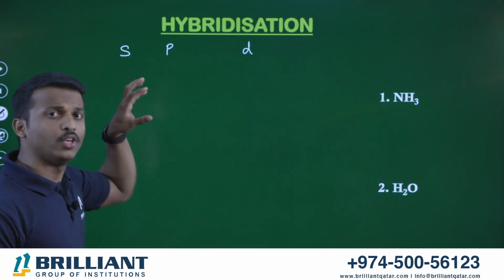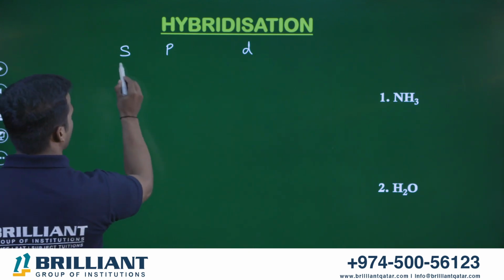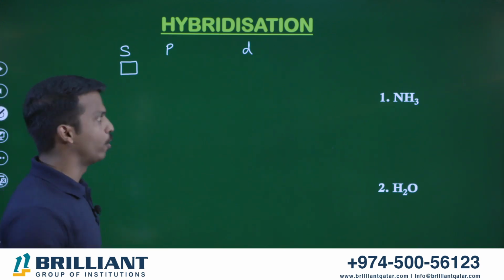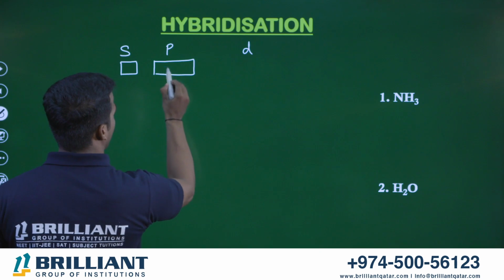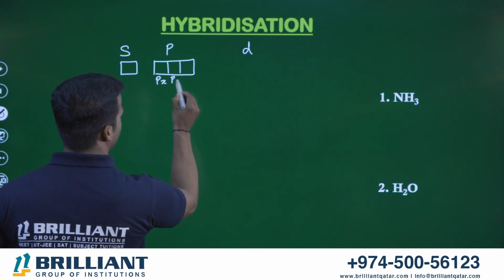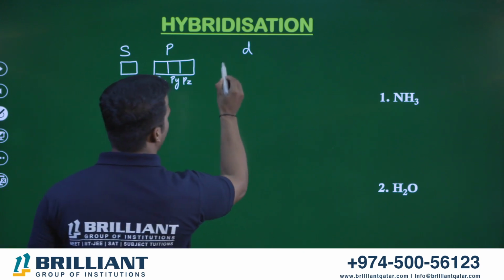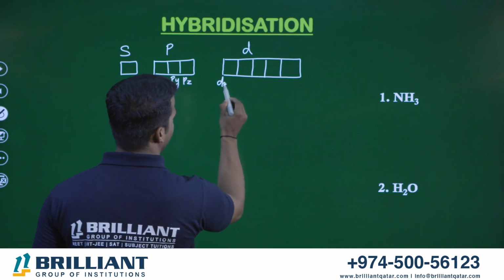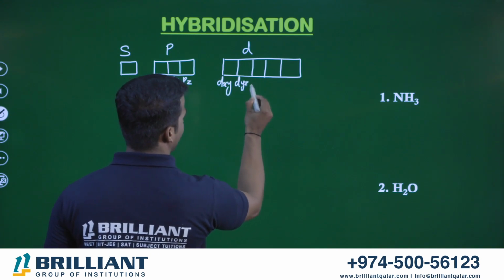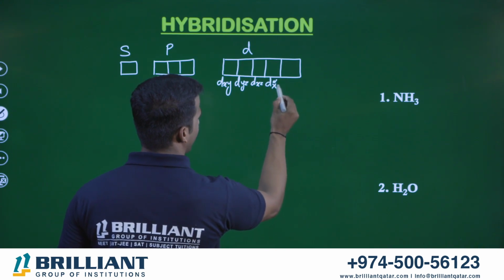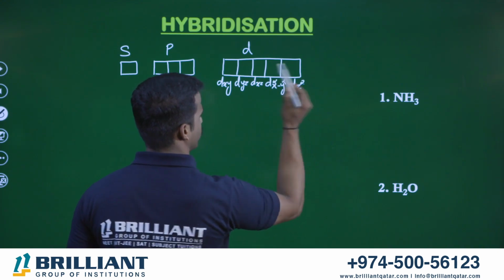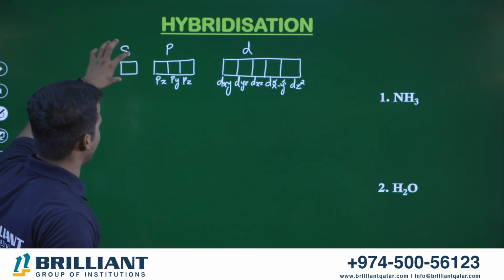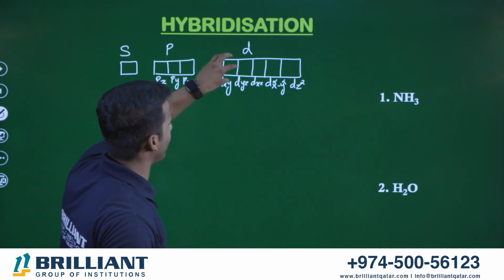How many s orbitals do you have? Only one type of s orbital, right? We will write only one orbital. How many p orbitals do you have? 3 p orbitals, right? We will write like this. What are the p orbitals? You know, px, py, pz. All right. How many d orbitals do you have? 5 d orbitals, right? What are they? dxy, dyz, dxz, dx square minus y square, and we have dz square. These are the 5 d orbitals. So once again, I'm repeating. You have only one s orbital, 3 p orbitals, 5 d orbitals.